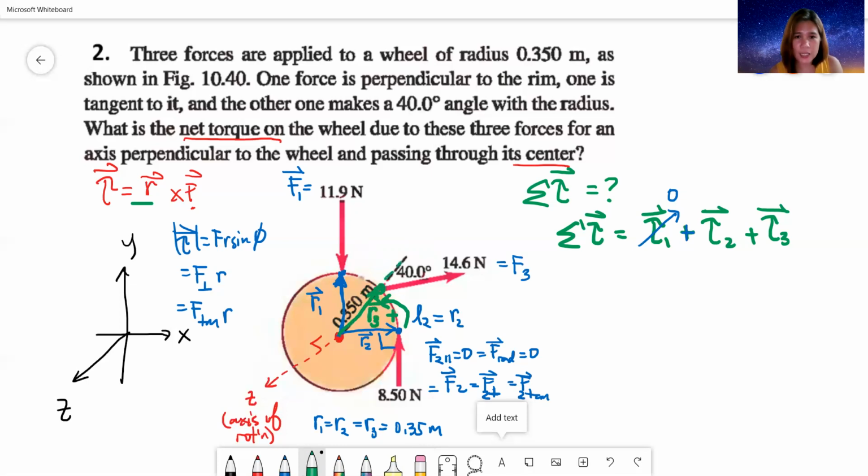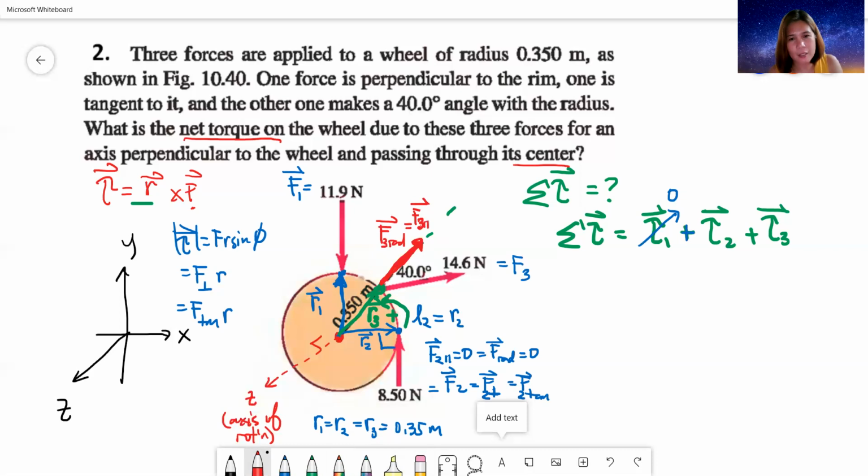If we extend or extrapolate R3 para mas klaro asan si F parallel, F perpendicular, we'll see here that from here to here, since this is along the radius, so this is F3 radial, which is also equivalent to F3 parallel. Yan. Tama ba? Radial and parallel. Parallel to R. So, this is F3 parallel. Kasi parallel nga, di ba?